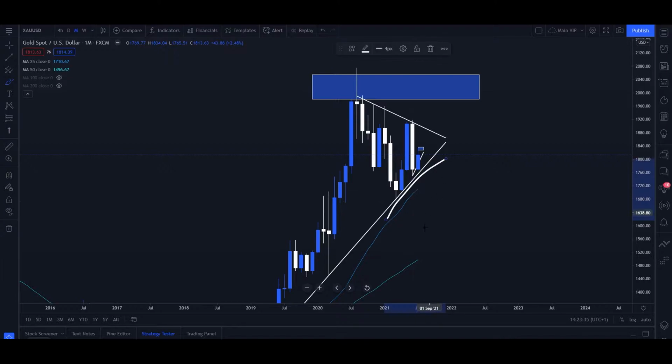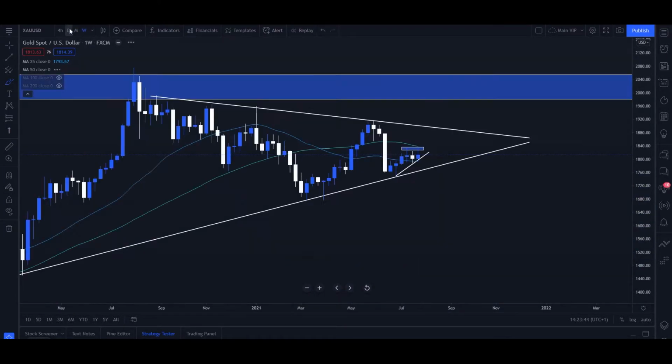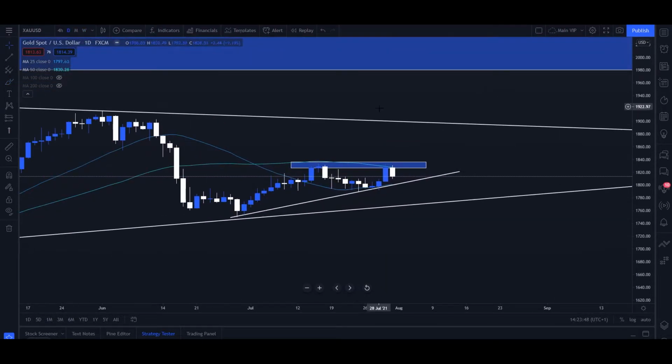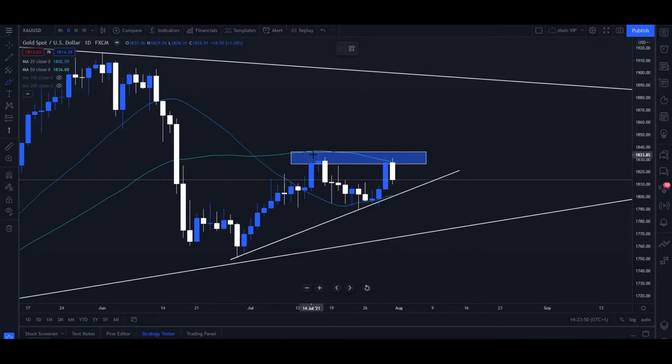However, on the monthly time frame, it is trending up. So obviously the information that we are given is fighting against each other. Let's look at the daily time frame. Now, the daily is trying to break through the 25 and 50 moving averages.